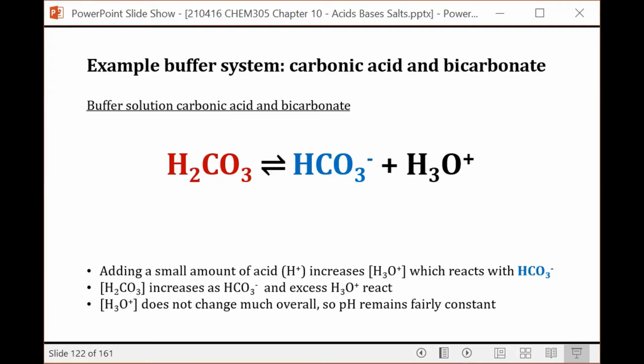Another example, this is the carbonic acid buffering system. You have carbonic acid, H2CO3, that's our weak acid, and bicarbonate, that's the conjugate base of carbonic acid. It differs by the removal of one proton, so it's the conjugate base.